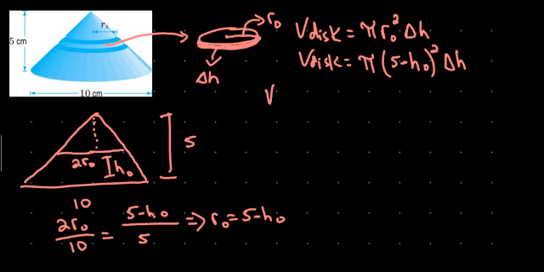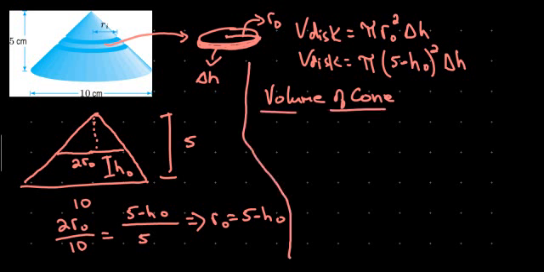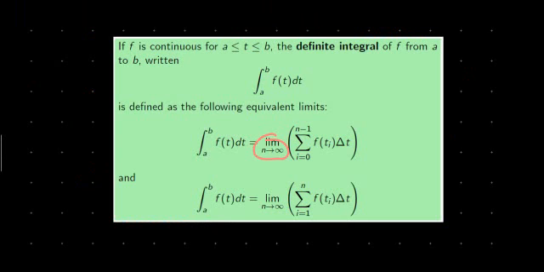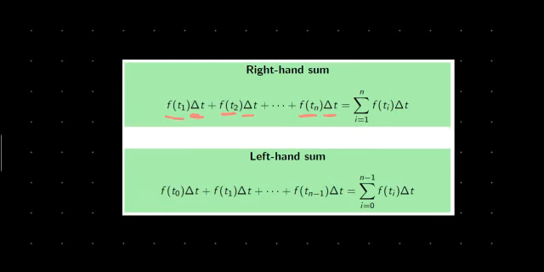So the volume of the cone, we would do pi times 5 minus H naught squared delta H, and that would give us one of those little disks. And we would do another disk, pi times 5 minus H1 squared delta H, and we would continue doing those. So we did a bunch of them, up to pi times 5 minus Hn delta H. And we see here again we have a Riemann sum.